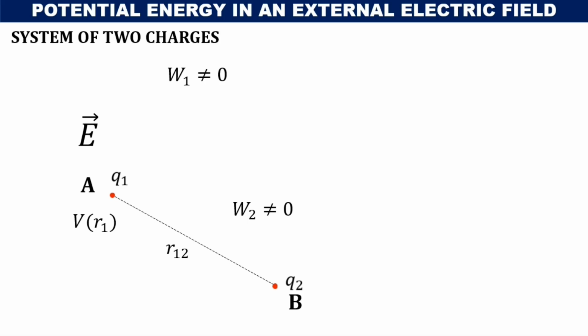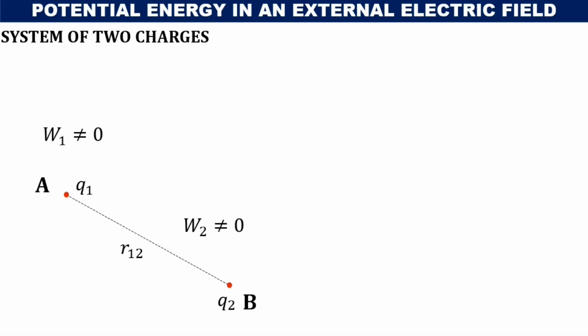Let us find out the values of W1 and W2. As observed in the previous example, W1 should be equal to the product of charge Q1 and the potential at point A due to the external field, V of R1. We need to consider the potential at B. Let us represent it as VB, because VB is the net potential due to the external field and also the potential due to the charge Q1 present at a distance of R12 from point B.